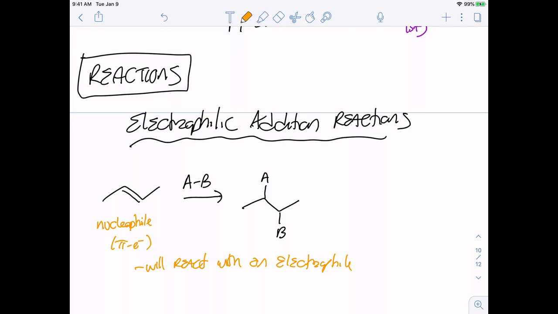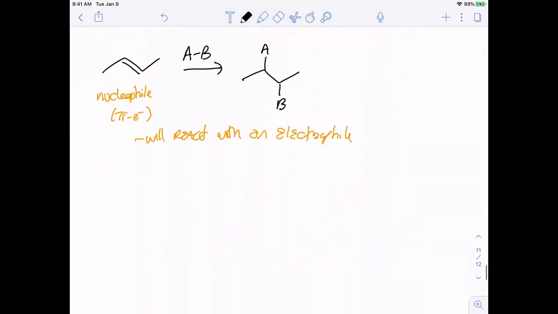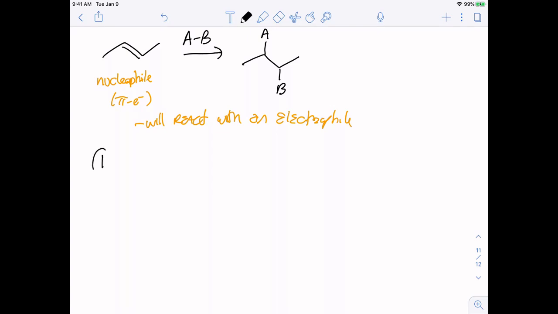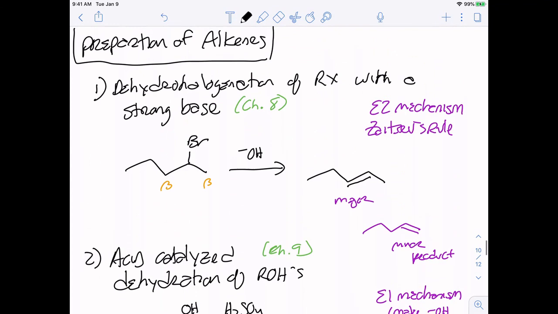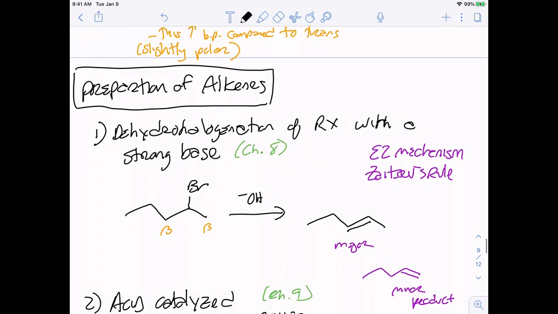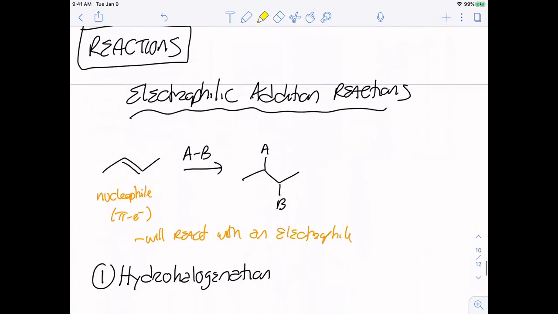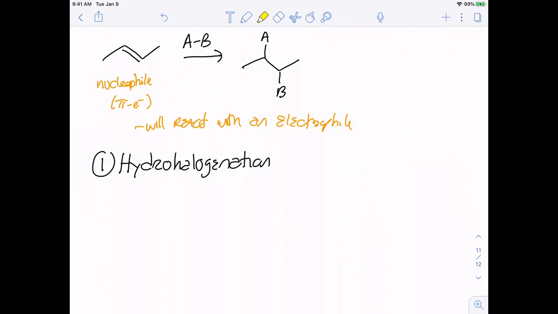So the first one we're going to look at is a hydrohalogenation reaction. Not to be confused with the dehydrohalogenation reaction we just looked at, right? If we go back up here, one of the ways to make an alkene was a dehydrohalogenation, right? I'm removing a hydrogen and a halogen. This one is just a hydrohalogenation, so I'm adding a hydrogen and a halogen, so the opposite.